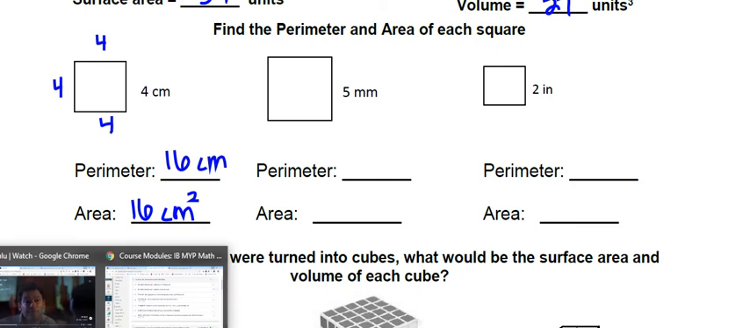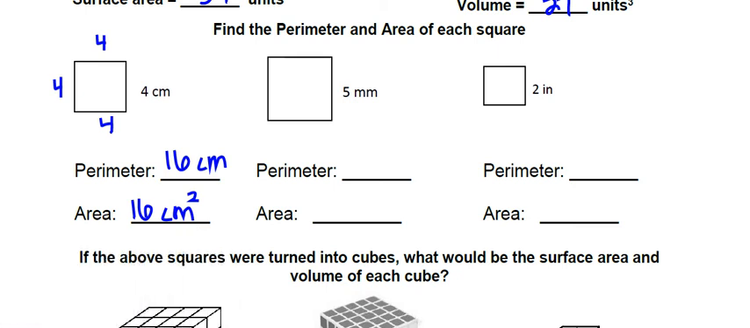Now the perimeter and area are very rarely equal, so don't think that they're equal just because that worked that time. That only worked in this particular problem. So in this next question here, we have a situation where we've got 5 on each side. So I'm going to go ahead and fill that in.